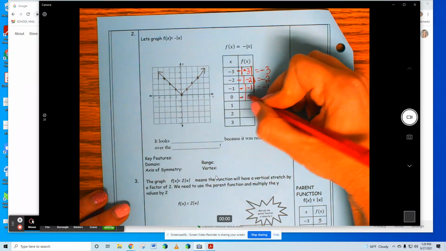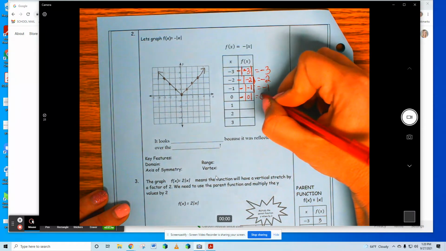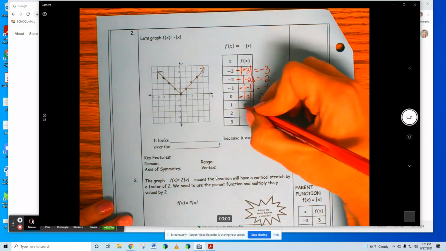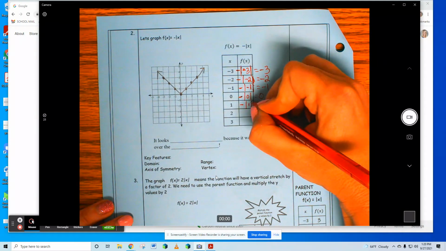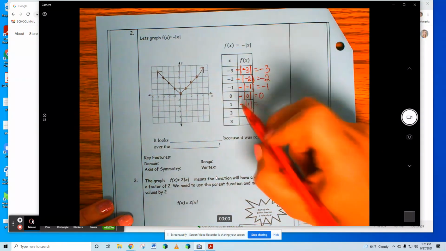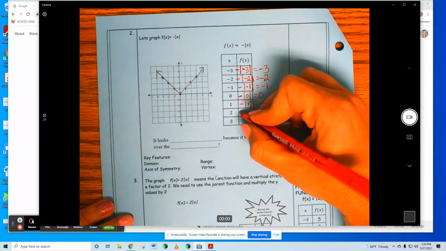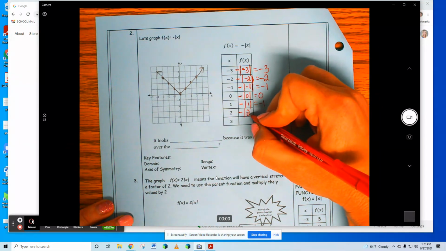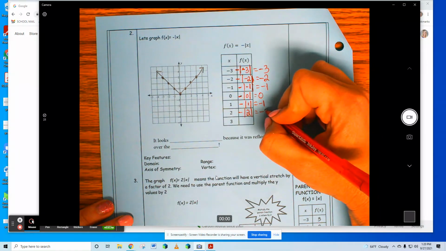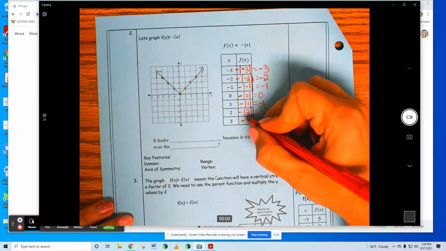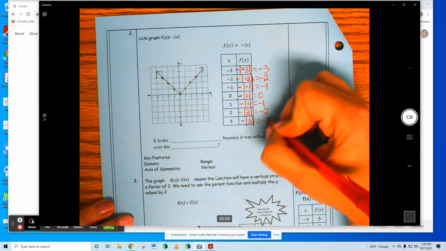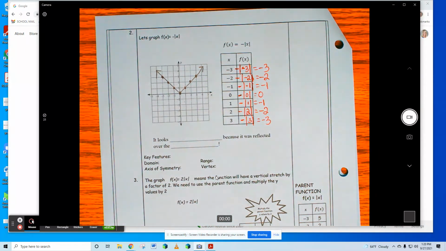What about the negative absolute value of 0? Zero's not negative, zero's not positive. Negative absolute value of 1. The negative goes in front. Good call. The negative absolute value of 2 is -2. The negative absolute value of just 3 is -3. So now you plotted the parent function, yes? We're going to plot the parent function every time. Parent function, where my original absolute value of x, what it looks like.